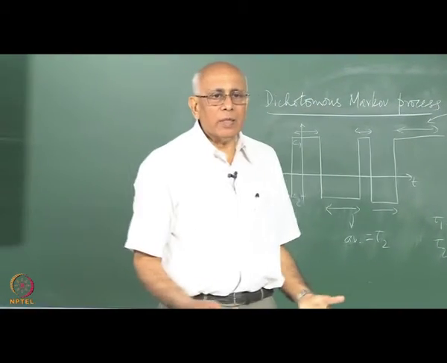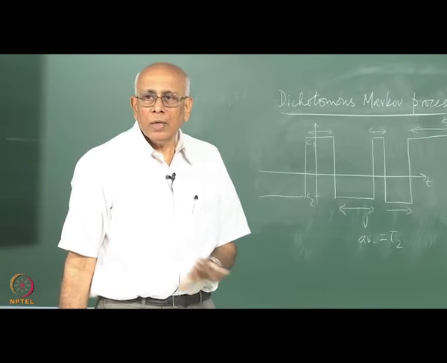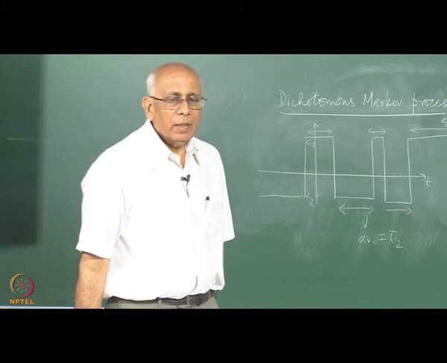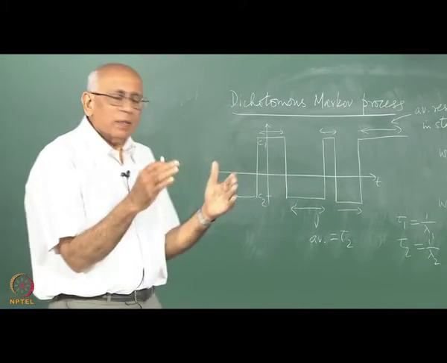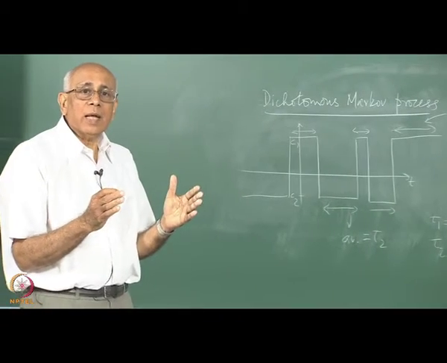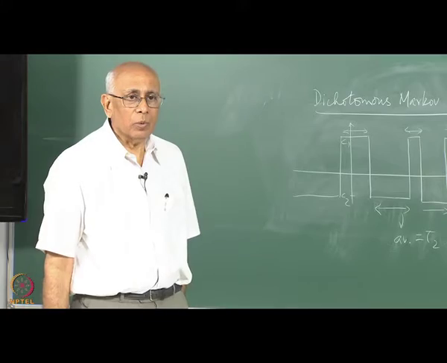So we have a simple physical interpretation of what is meant by the equilibrium distribution for a dichotomous Markov process. It is just the ratio of the mean residence time in one of the states divided by the sum of the residence times in both the states.